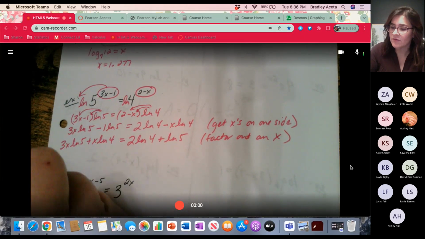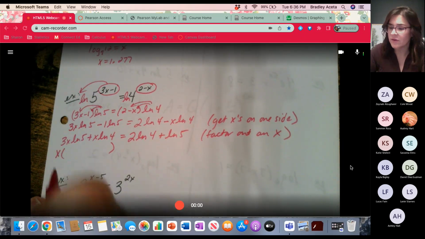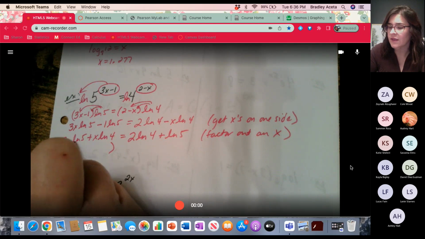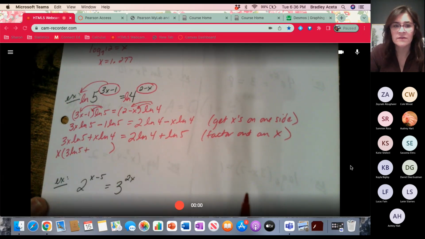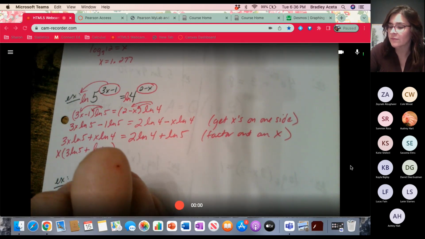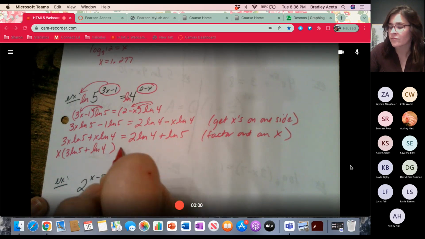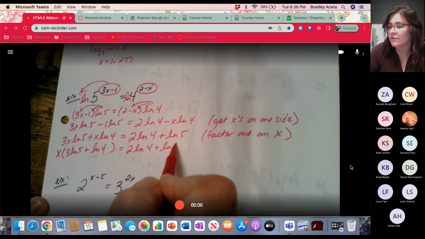So see the x, I'm going to factor it out. And I'm going to be left with 3 ln 5 plus, if I factor out the x from here, now all I have is an ln 4. And then leave this side 2 ln 4 plus ln 5.